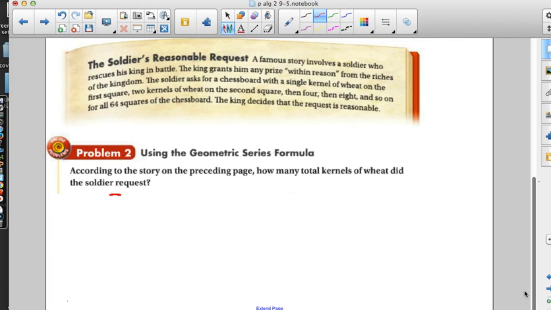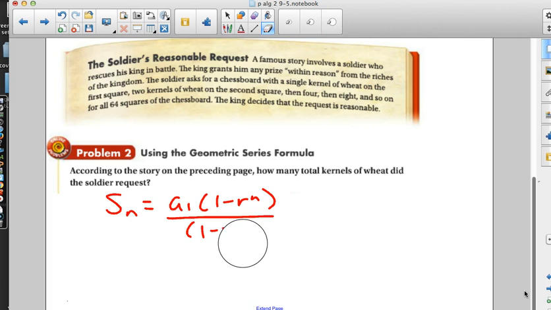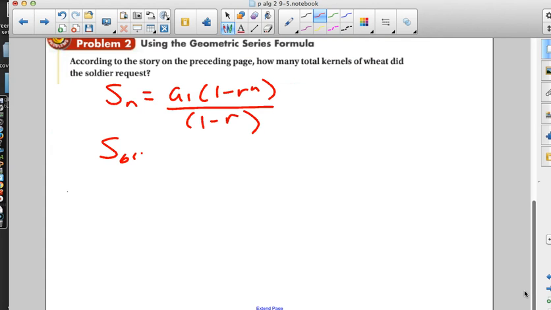There is an end to it, so that means it is finite. And it sounds really reasonable when you think about the fact that you're starting with just 1 kernel of wheat. But you're multiplying by 2 every time. So there are 64 little squares on that chessboard. 1 kernel of wheat to start with, but we're doubling that every time. And that's going to happen 64 times.